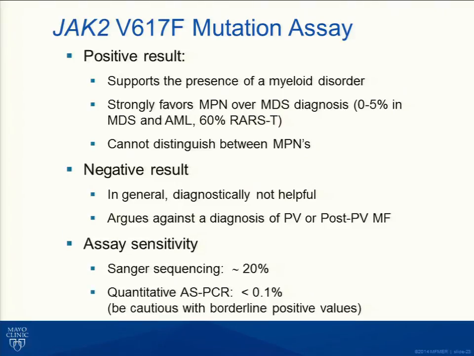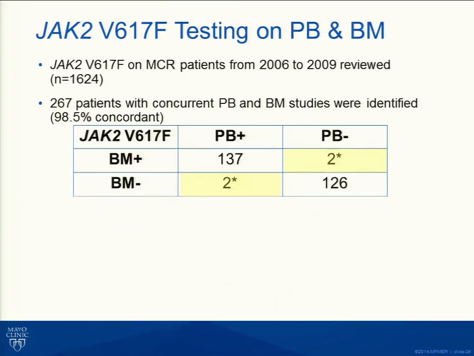The assay sensitivity depends on the platform that is used. Sanger sequencing comes with a standard sensitivity of about 20%. Now more and more people are using quantitative PCR. Usually the sensitivity is less than 0.1%. However, a word of caution here is to be very careful with the very low borderline values that have been reported in apparently healthy volunteers. The same goes with any quantitative assay when you're at that borderline level.